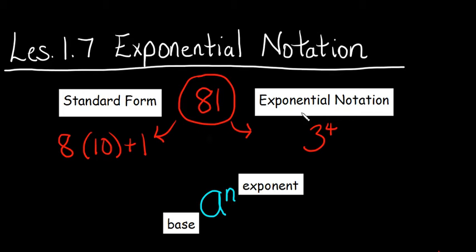Next, here is an exponential way of showing 81. If I said 3 to the 4th power, because we know that 3 times 3 times 3 times 3 equals 81. So down here is a cute little graphic I made for you to show you that any number a raised to the nth power, the a is called the base and the n is the exponent.